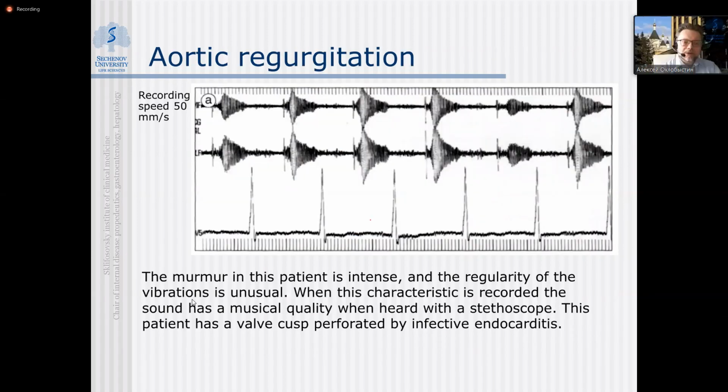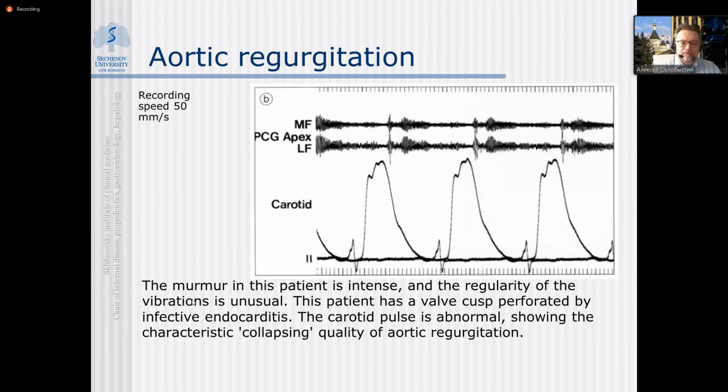That's how the murmur in aortic regurgitation will look after the second heart sound. Quite intensive decrescendo murmur, quite typical for that murmur. It's also rough because there is destruction of the cusps of the valve, which is perforated in infective endocarditis. That's why the murmur is so loud and so rough. Again, that is the carotid pulse, second heart sound, here it is. And well, after S2, there is a decrescendo murmur.